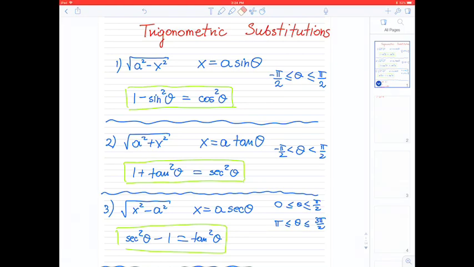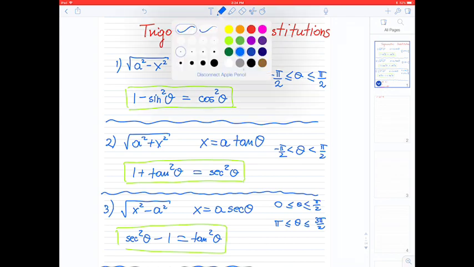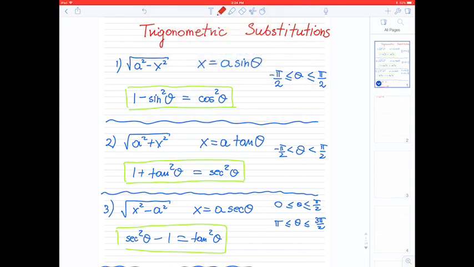Trigonometric substitutions. I will try to solve a few integrals using a trigonometric substitution. I just list 3 expressions that, when we see them, it's really worth trying trigonometric substitution, of course if we see them as a part of the integrand. Expression number 1 is the square root of a squared minus x squared.